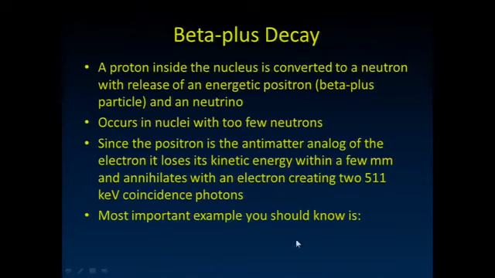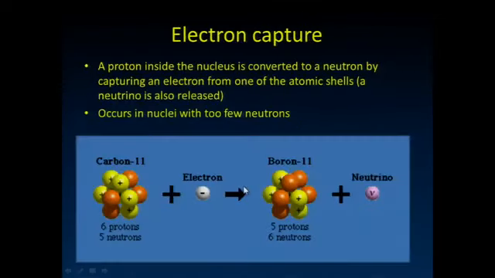The most important example we should know about this by far is F-18, right? These are the positron emitters that we're going to use in our PET imaging. Okay, so in PET imaging, we're not imaging the positron, we're imaging the annihilation photons that are created as a result of the positron projection.